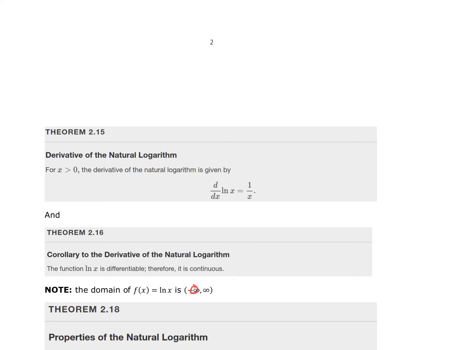This goes from 0 to infinity, not negative infinity, because you can't take the natural log of a negative number. The way that we defined the natural log as the integration from 1 to x of 1 over t dt, where x is greater than 0 and t is greater than 0, means that we have to have a domain larger than 0. So 0 to infinity, non-inclusive.